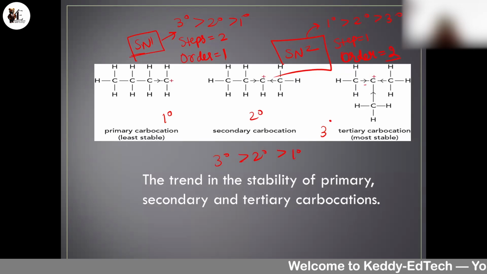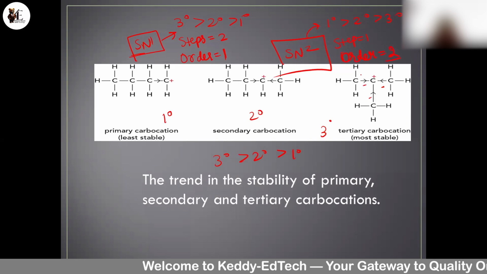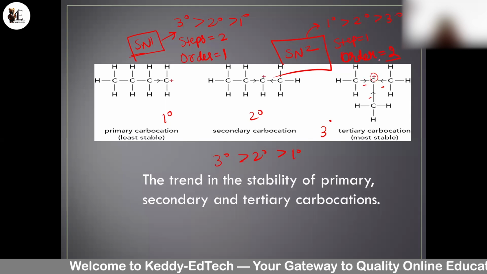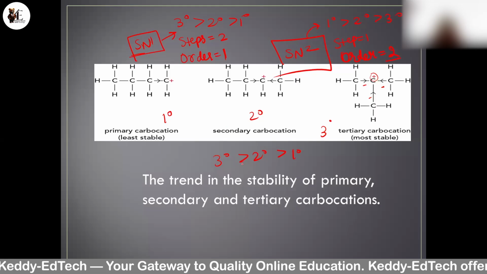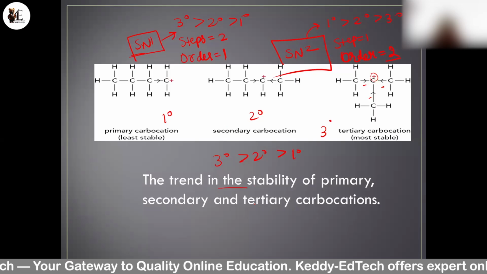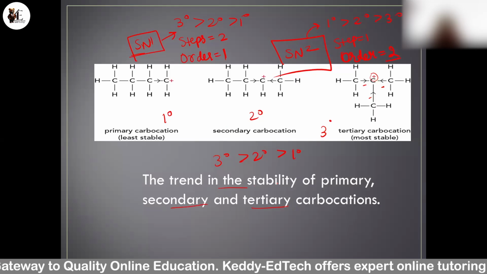These arrows are showing the displacement of the sigma electrons to this positive charge. Positive charge means itself it is electron deficient. So you are making it less deficient by donating electrons to it. Okay, so this is the trend in the stability of primary, secondary and tertiary carbon.